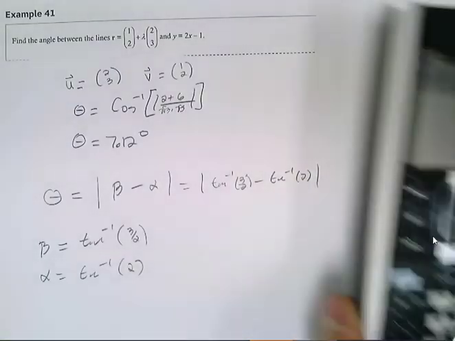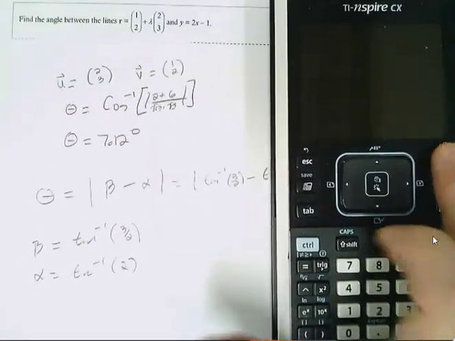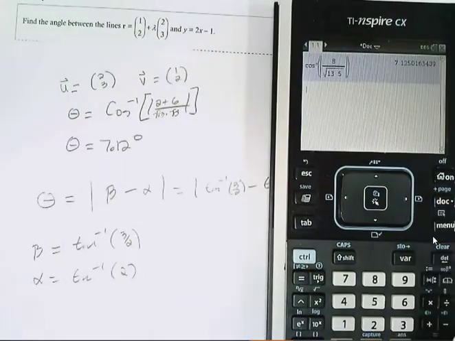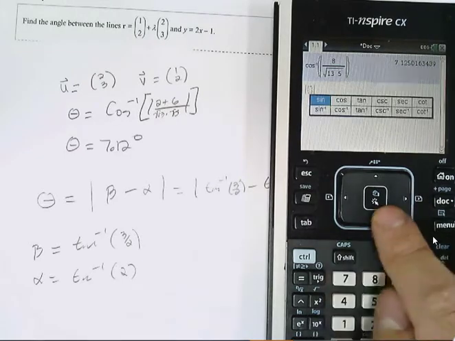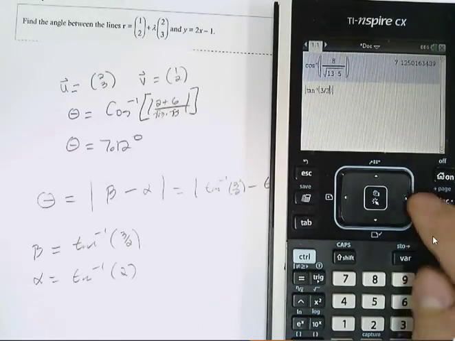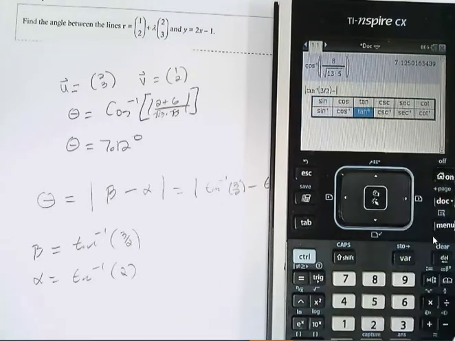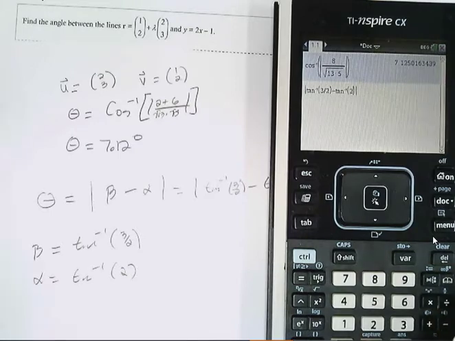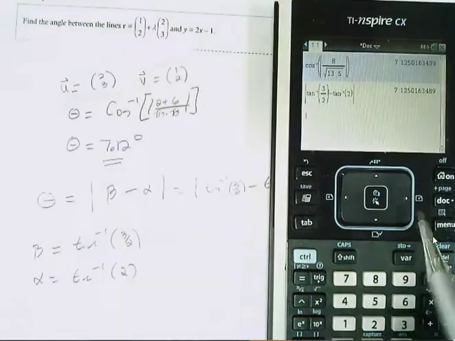And we can go ahead and check that we get the same answer from this one. I'll go the absolute value, tan inverse of 3/2 minus the tan inverse of 2. And there we go, and we get the exact same answer. Theta is equal to 7.12.